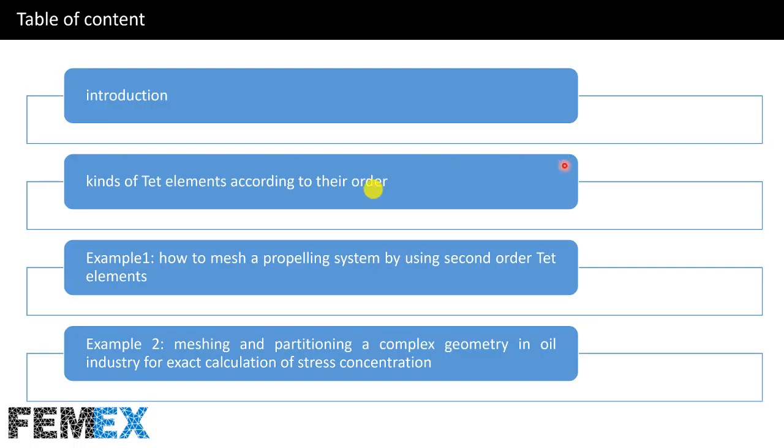This is the table of contents. I will talk about kinds of tet elements according to their order. Example 1: how to mesh a propelling system by using second order tet elements. And example 2: meshing and partitioning a complex geometry in the oil industry for exact calculation of stress concentration.